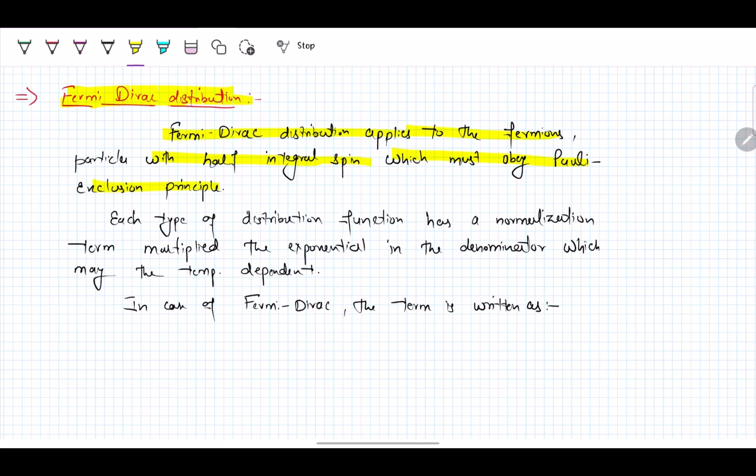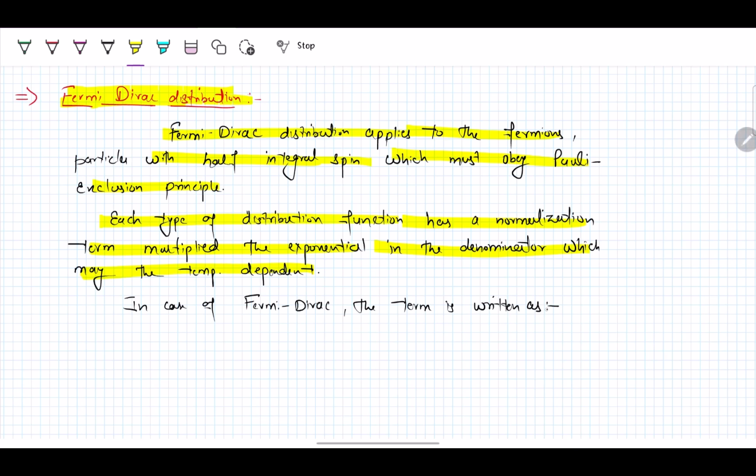Fermions must obey the Pauli exclusion principle, and according to this principle, no two electrons can exist in the same quantum state. Each type of distribution function, whether Fermi Dirac or Bose-Einstein, has a normalization term multiplied with the exponential in the denominator, which may be temperature dependent.